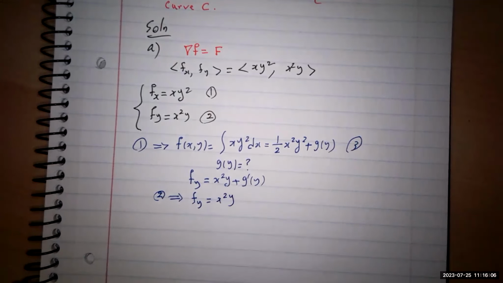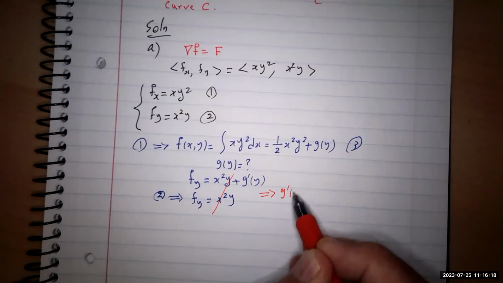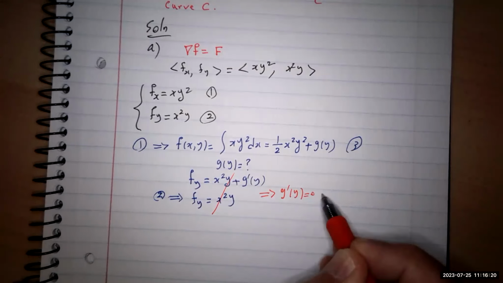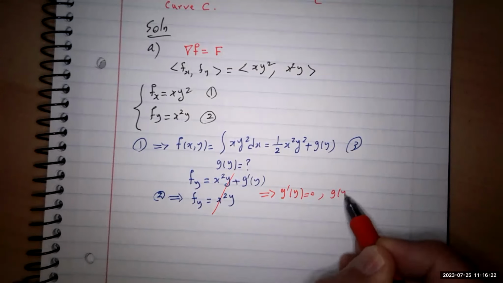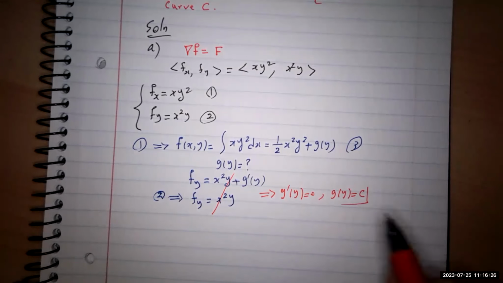Okay, you compare them together. If you let them be equal to each other, you know that these two would be canceling out. So the leftover is nothing: g prime of y equals zero. And that would be g of y equal to c. Then it's not going to be useful for us because we are interested in one function only.